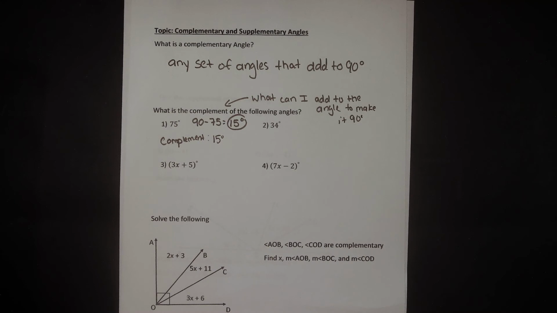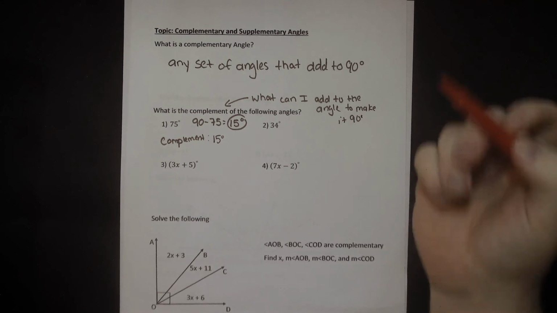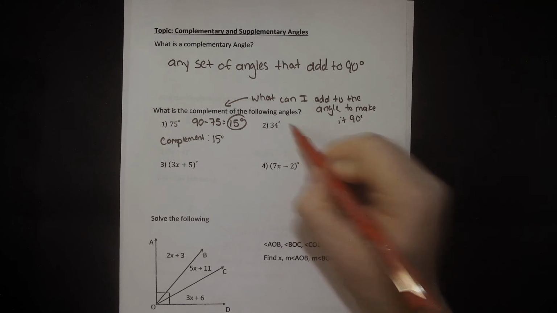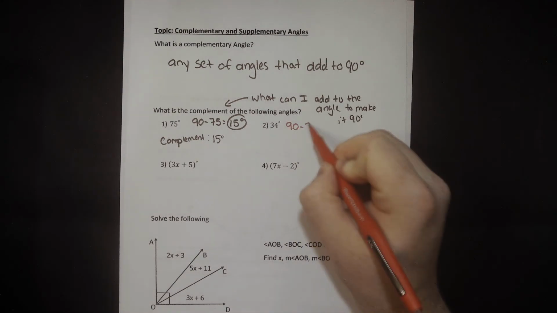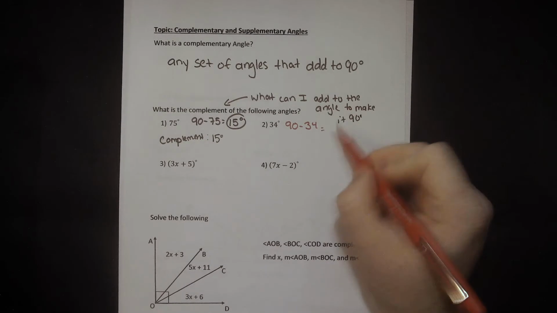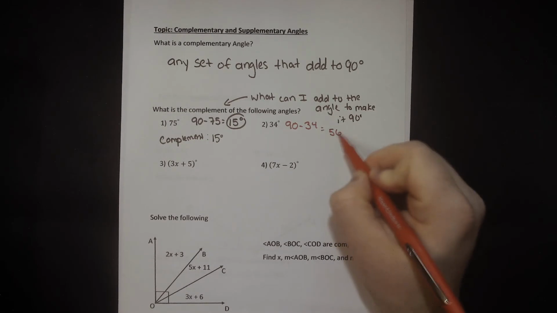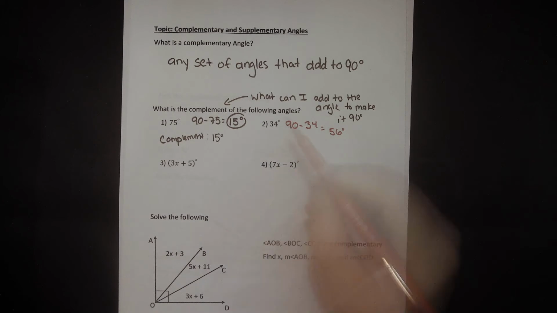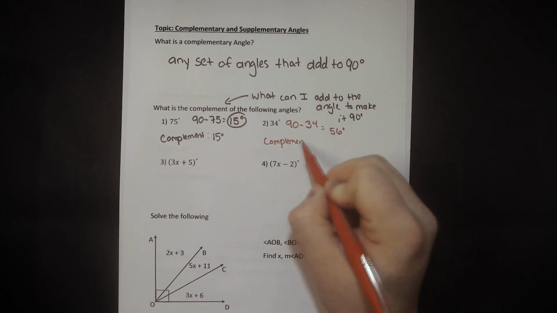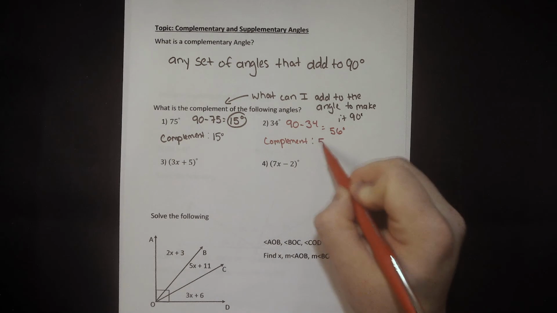Okay. Same thing for number 2. If I want the complement of 34, then I'm going to do 90 minus 34, and that's going to give me 56. So the complement of 34 is 56 degrees.